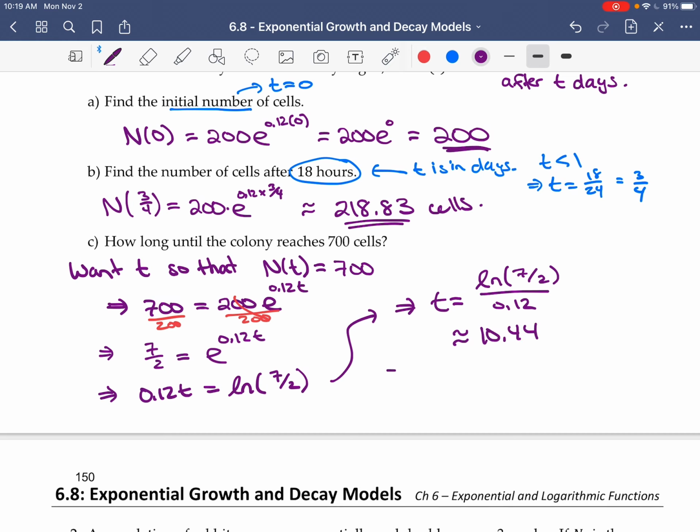So that means it will take approximately 10.5 days to reach 700 cells.